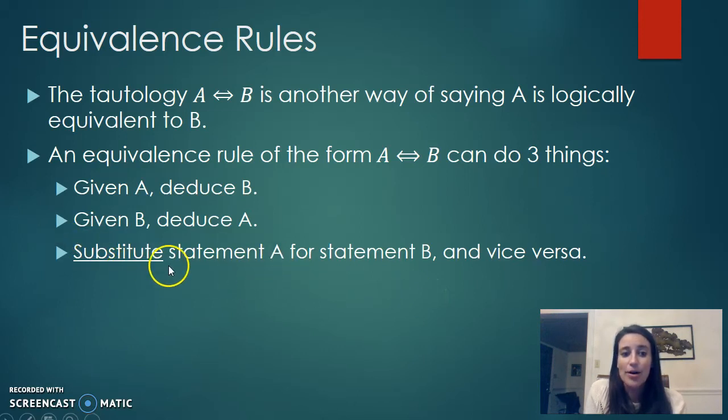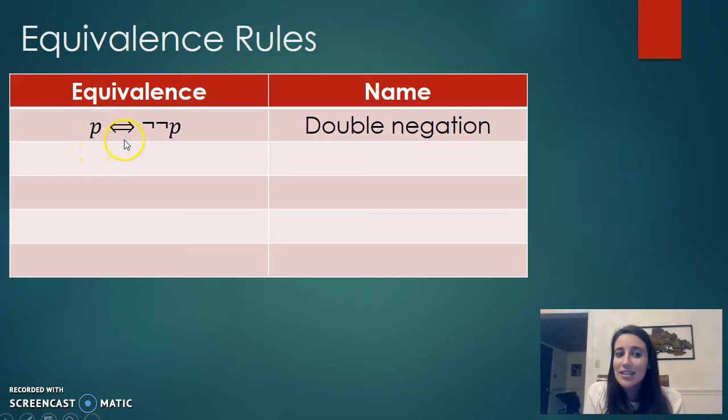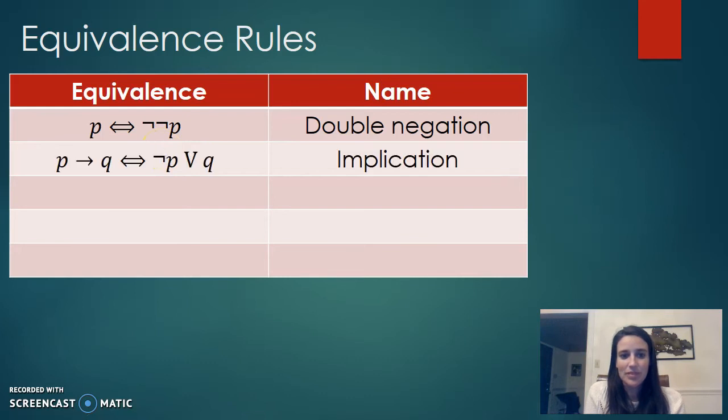And this is the aspect of the rule that we use most often. Those substitutions come in very handy when we're writing proof sequences. So there are 5 equivalence rules, and you definitely want to write these down. First, we have double negation. That says that P is logically equivalent to not not P. Implication is an equivalence rule that says P implies Q is logically equivalent to not P or Q.